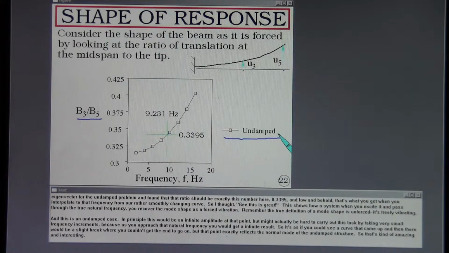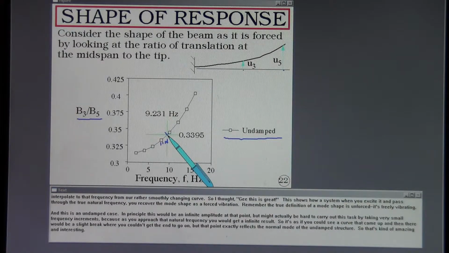In principle, this would be an infinite amplitude at that point, so it might actually be hard to carry out this test by taking very small frequency increments, because as you approach that natural frequency, you would get an infinite result. So it's as if you could see a curve that came up, and then there would be a slight break where you couldn't get the end to go on. But that point exactly reflects the normal mode of the undamped structure. So that's kind of amazing and interesting.